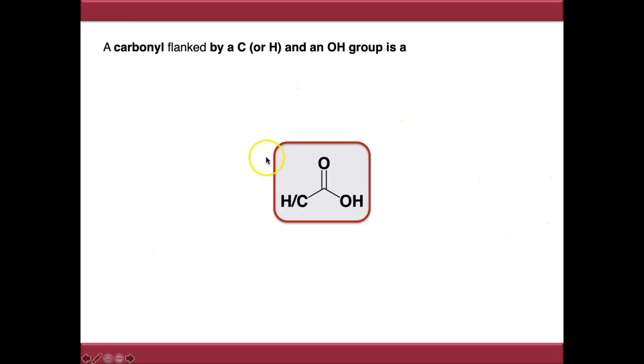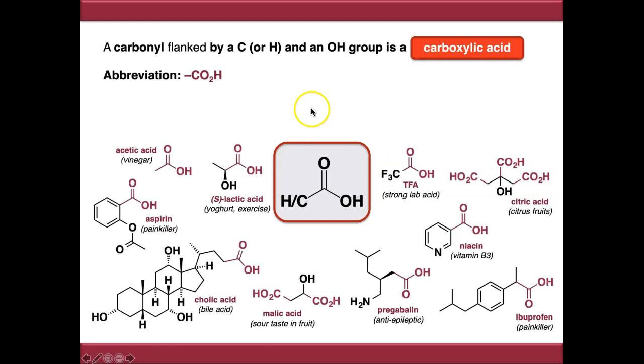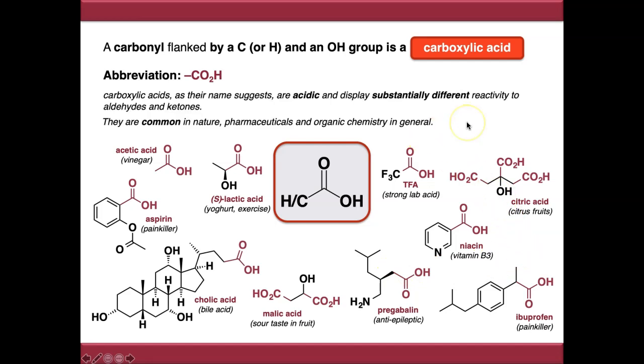So a carbonyl that's flanked by a carbon, usually, or a hydrogen and an OH group. Again, if it's a hydrogen and an OH group, that's one compound, which is formic acid. But usually if it's a carbon and an OH group, that's a carboxylic acid. So loads and loads of examples of this. These are really prevalent in nature. As the name suggests, they are acidic.